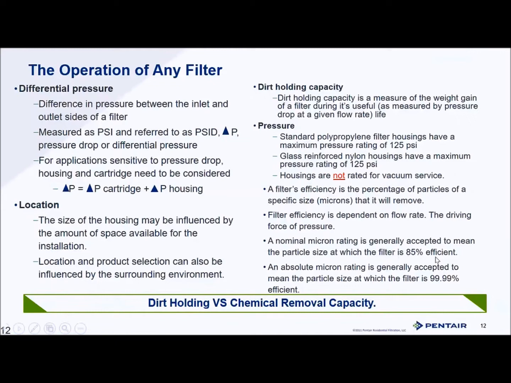Now, if you want to understand what the filter really does, go to the NSF website for ratings, because all of our filters outperform this 85% nominal micron rating. This is the bare definition of what nominal means in filtration. We exceed that, typically approaching 90 to 95% over the standard nominal. Now, absolute micron rating is reserved for medical devices typically.